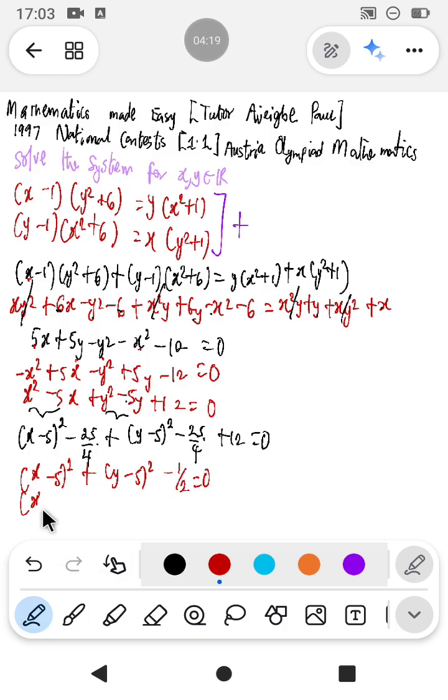So this will be x minus 5 over 2 to the second power plus y minus 5 over 2 to the second power is equal to 1 over 2, that is, if you add 1 over 2 to both sides. So we can call this equation 1. Yeah, that's pretty cool.